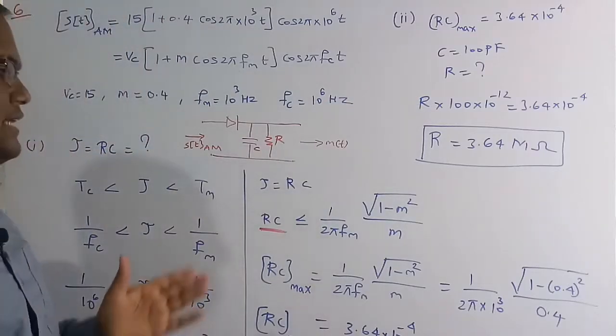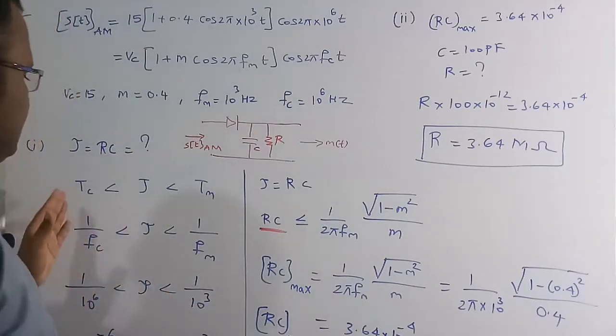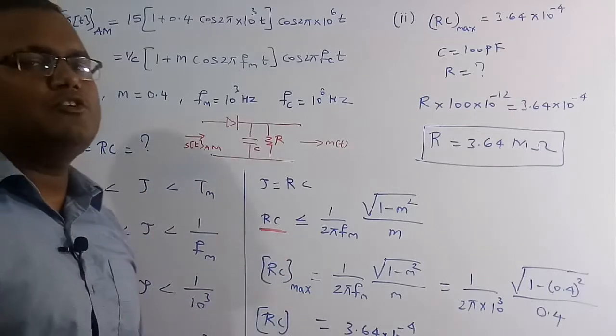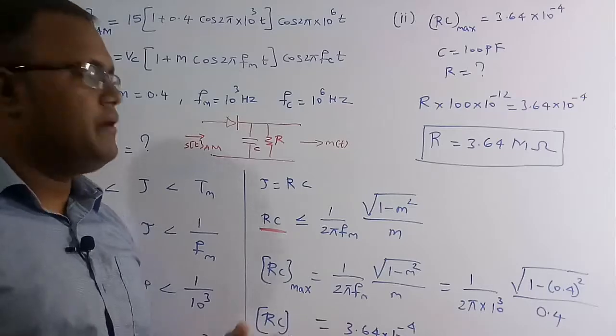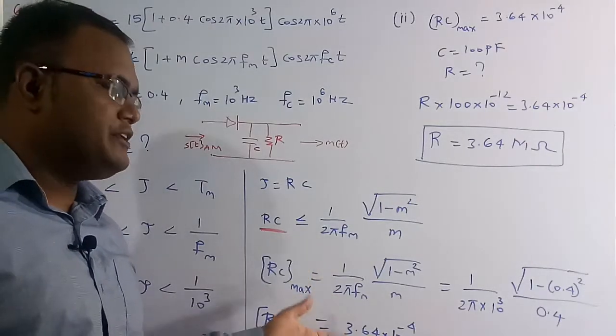So basically, the time constant is always going to lie between the TC and TM, and the maximum time constant always lies between 1 by 2 pi Fm under root over 1 minus m square by M. So by using this formula only, we are going to get this one. So now we are going to solve the seventh question.